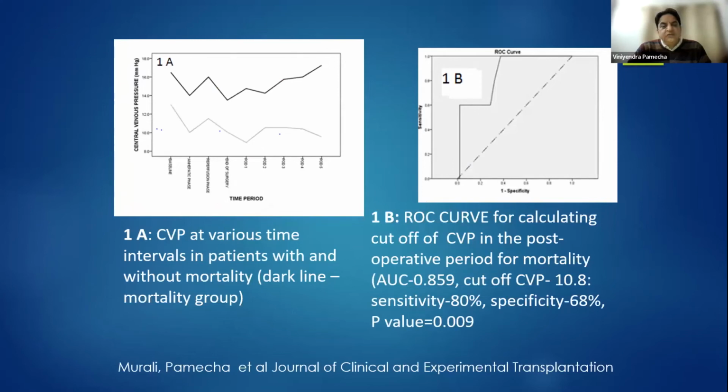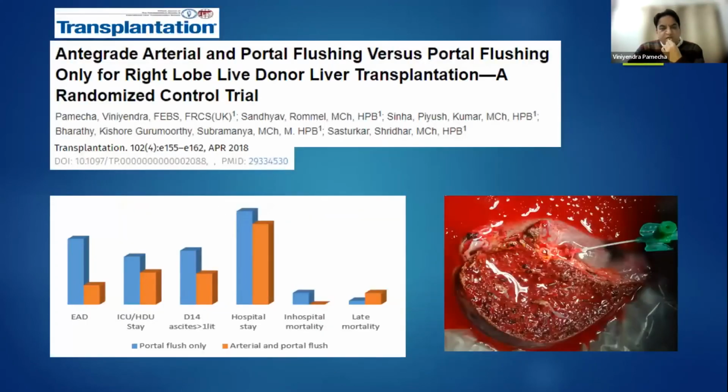So instead of volume resuscitation, use more inotropes than volume resuscitation when the patient is unwell. And this is some of the work which we have done to prevent early graft dysfunction. This was a randomized controlled trial on arterial perfusion on bench. And we've shown that if we do this, then the early graft dysfunction decreases in LDLT.